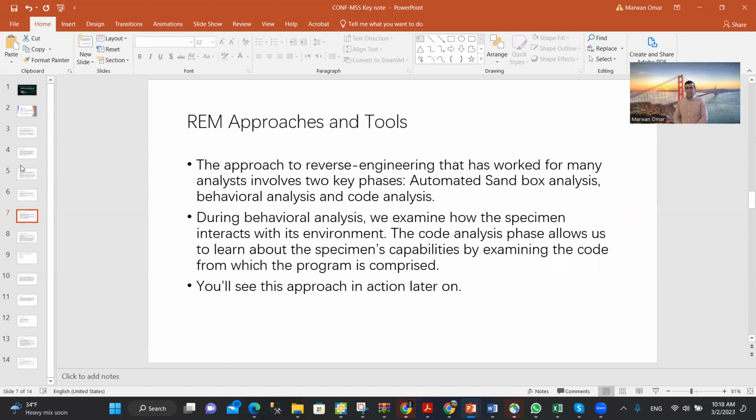And then we have the behavioral analysis. That's where we run malware in our lab. So we unleash malware. So we run and execute malware in our virtual lab environment, and we monitor the behavior of that malware.